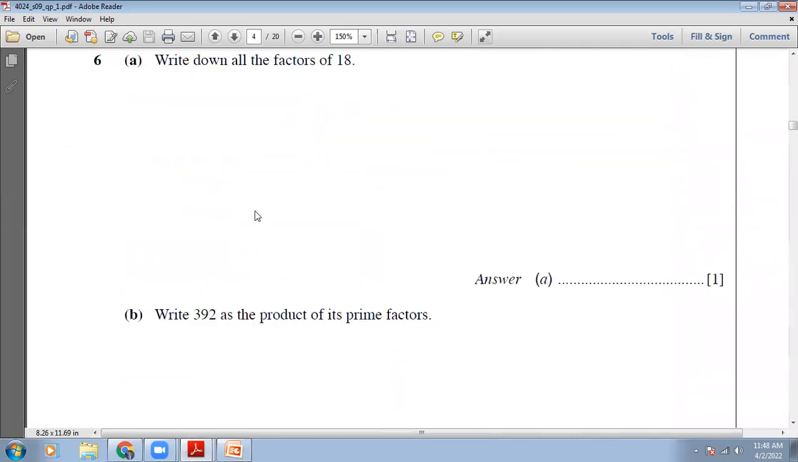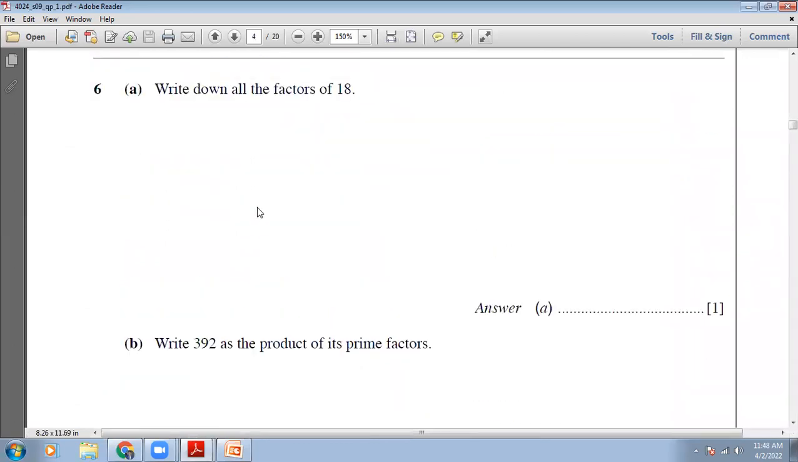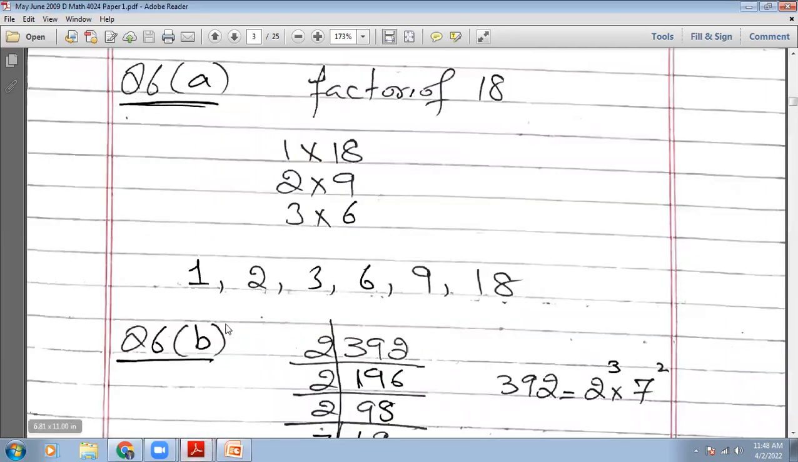I have already checked the answers with the marking scheme. So you don't have to worry about the marking scheme. Write down all the factors of 18. So I will write down all the pairs whose product is 18. So we start from the 1 into 18, 2 into 9, 3 into 6, and then again the 6 will come. So these are the pairs. So the factors are 1, 2, 3, 6, 9, and 18.